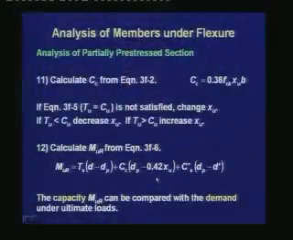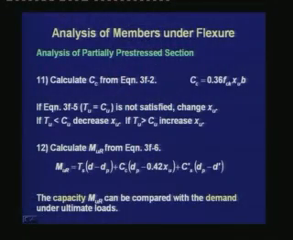Next, we are calculating MUR from the second equilibrium equation. MUR is equal to Ts times d minus dp plus Cc times dp minus 0.42 XU plus Cs prime times dp minus d prime. Thus, MUR consists of three components, which comes from the three forces having a lever arm with respect to the CGS. We are calculating MUR with respect to the CGS. Now, once we have calculated the capacity MUR, we compare it with the demand under the ultimate loads. Thus, our objective of the analysis is satisfied at this step.